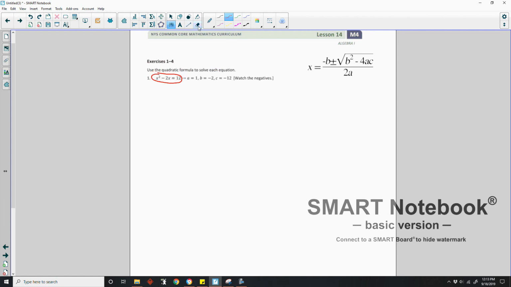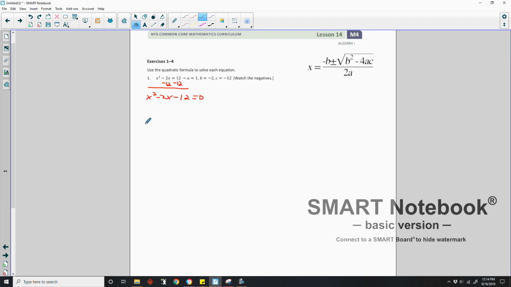Why is that? Because if you're going to solve a quadratic, it has to be equal to 0. So first thing I would do is subtract 12 from both sides. And when I do that, I get x squared minus 2x minus 12 equals 0. Hence, a is 1, b is negative 2, c is negative 12, which they're telling us right here. So all we're going to do is substitute these values in.